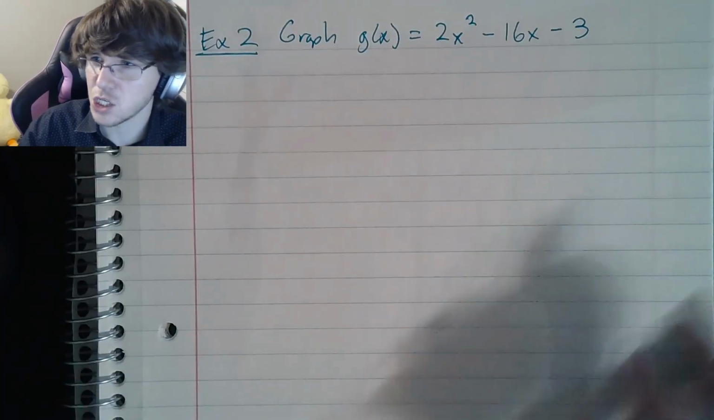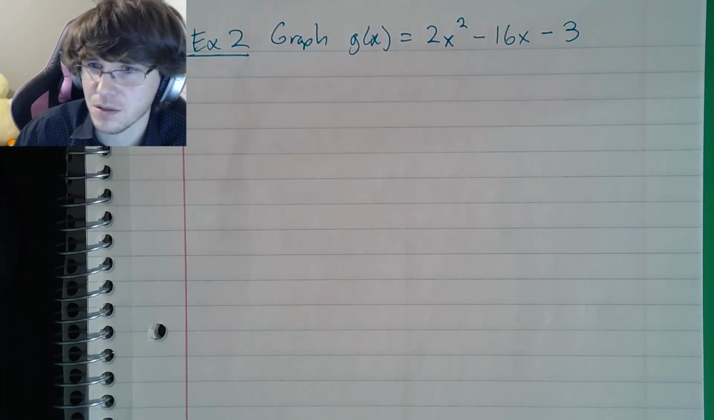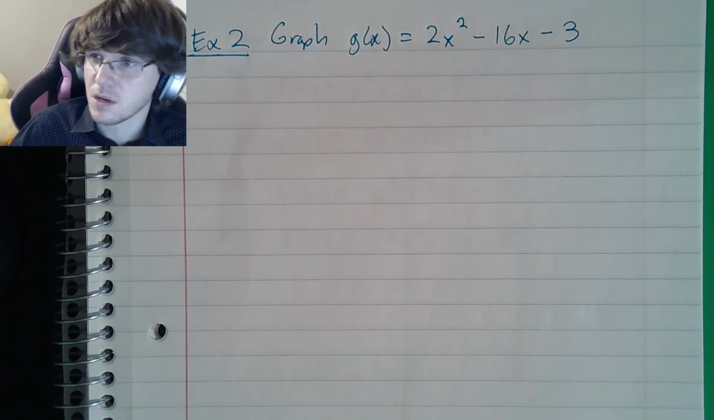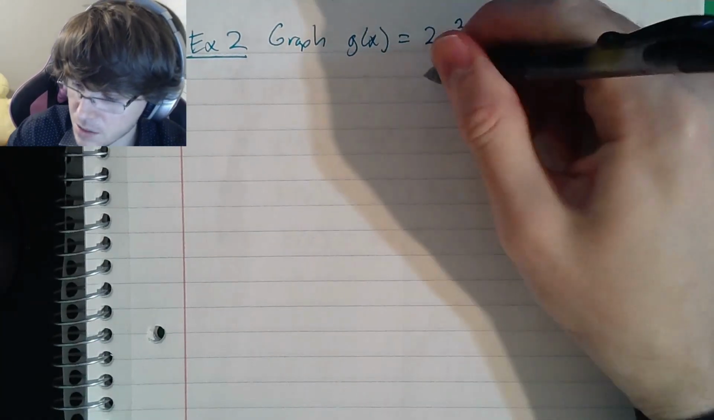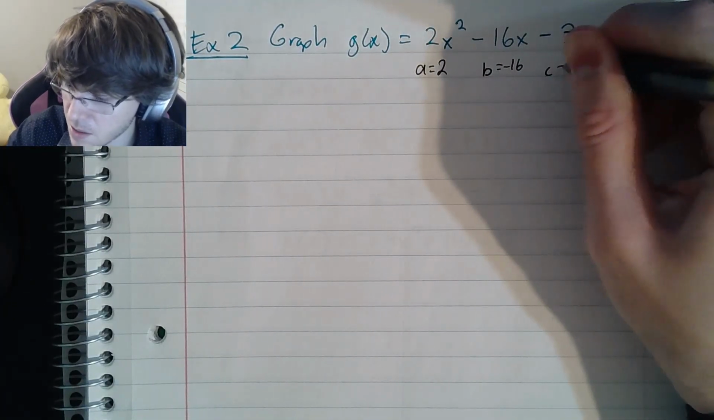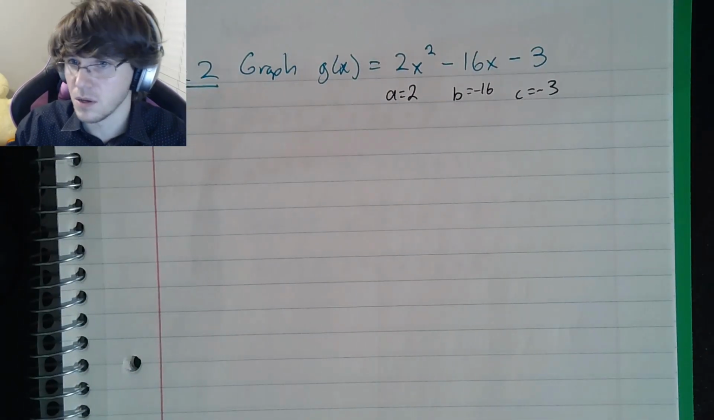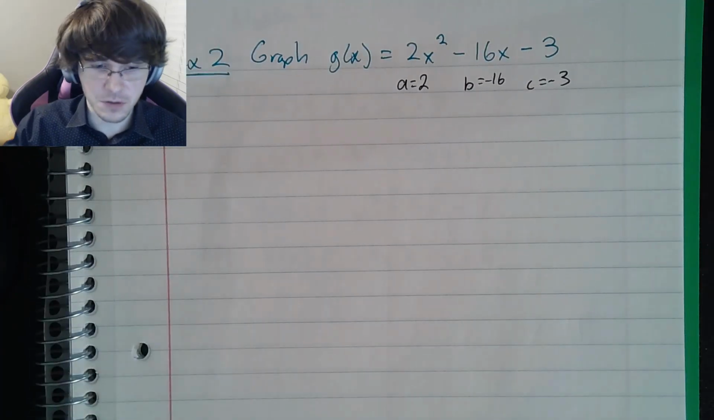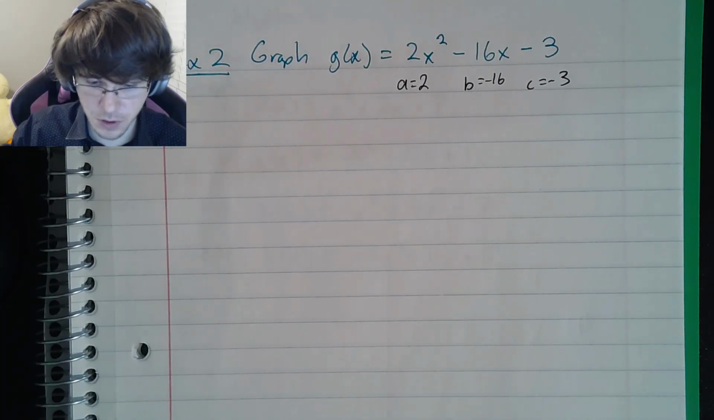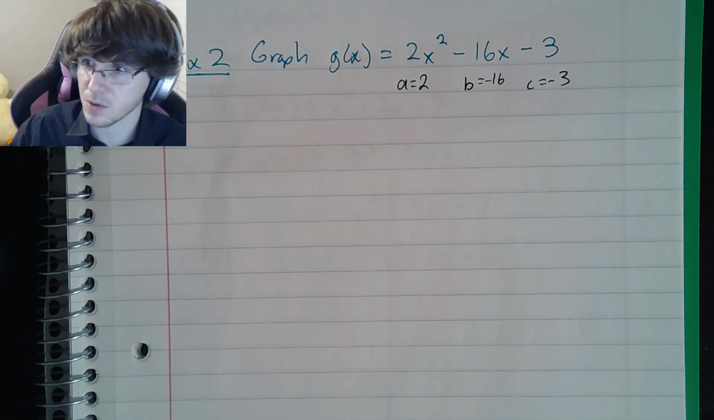Graph g of x equals 2x squared minus 16x minus 3. All we have to do here is start the same way. We need to figure out what a is. a equals 2, b equals negative 16, c equals negative 3. I want to remind you, if you want to try this on your own, this is your opportunity. I'm not doing more whiteboard problems next or anything like that. I just want to keep these lessons a little bit shorter, but if you want to make sure you're understanding, this is your chance to try it on your own, following the same exact steps as the last question.